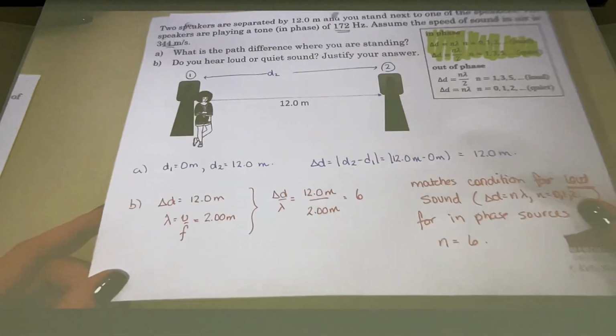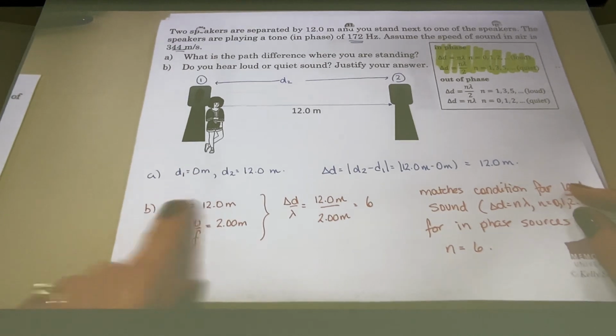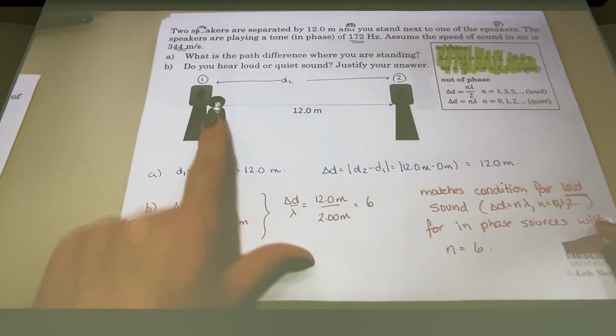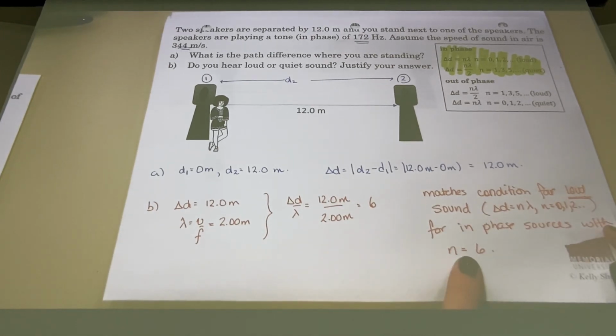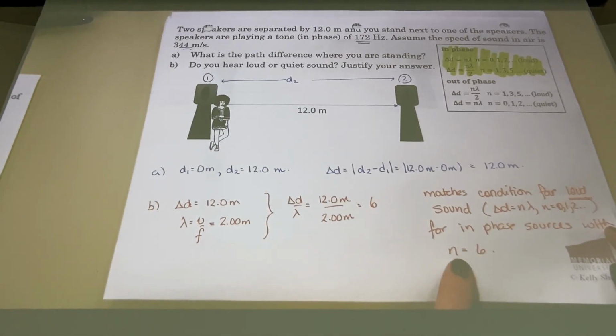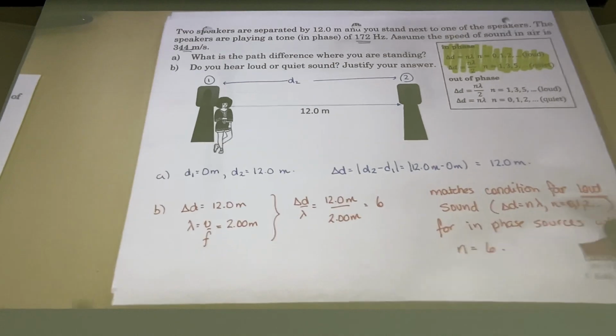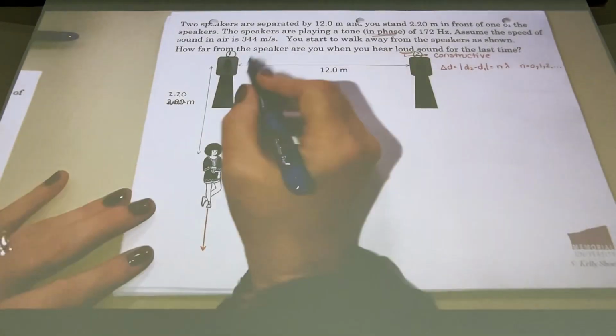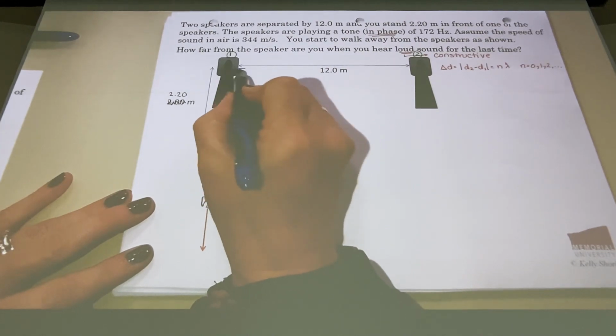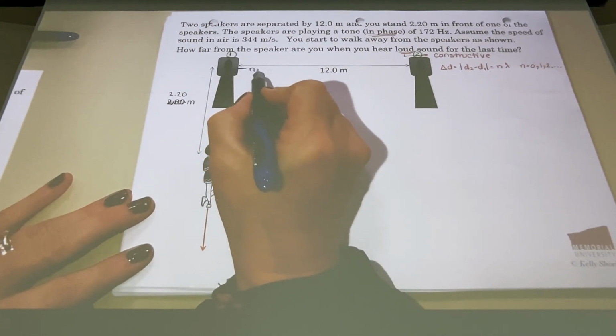So I'll put up this slide. We had our person standing right next to the speaker, and we found that delta D was 12 meters and n was equal to 6. I'm going to put that on our diagram. So when our person was right here, n equals 6.